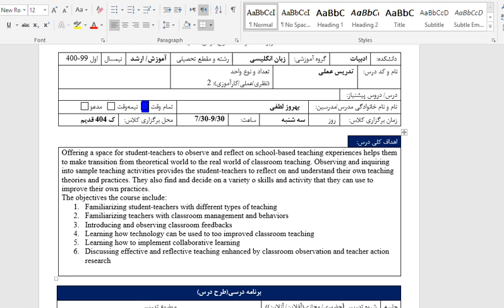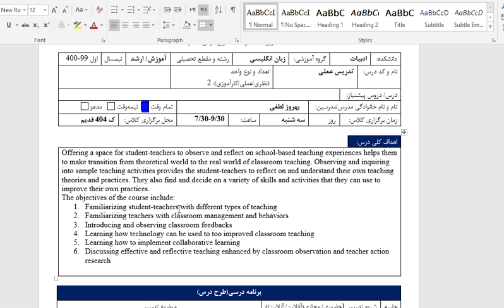They also find and decide on a variety of skills and activities that they can use to improve their own practices. The objectives of the course include familiarizing student teachers with different types of teaching.